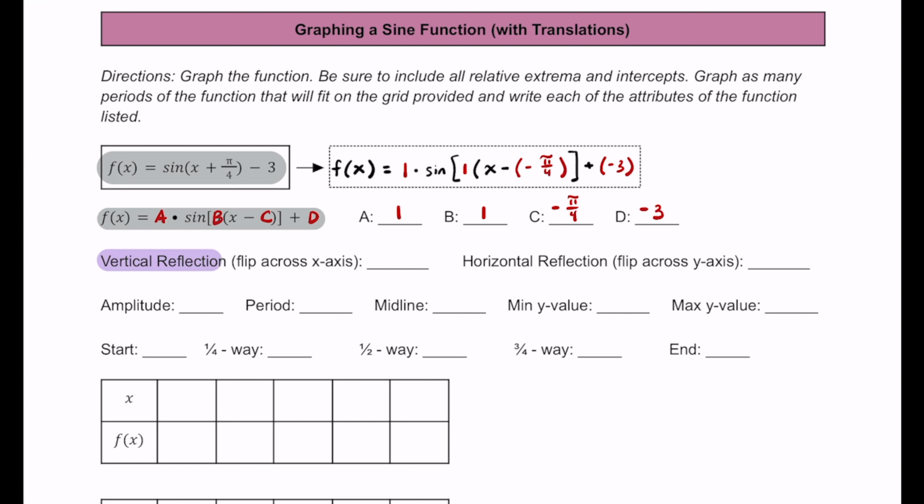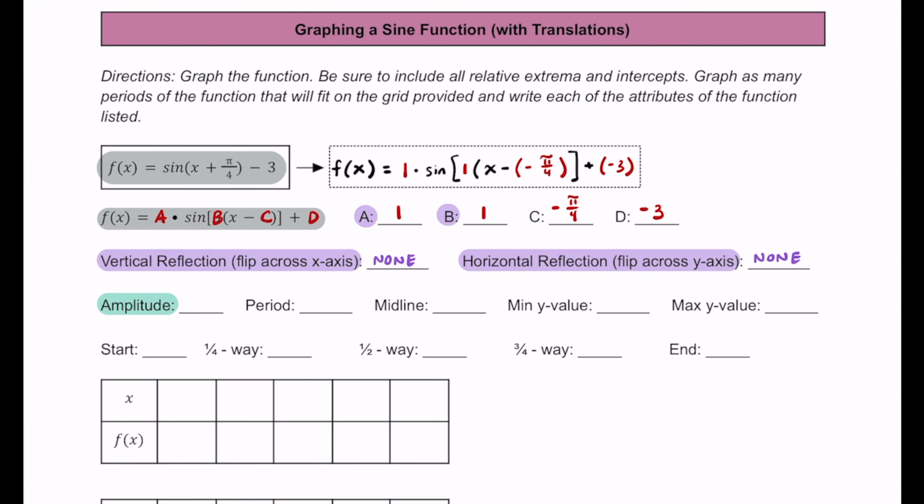As to whether there is a vertical reflection or not, for this particular function, we can see that a's value is positive, so that means we're not going to have any reflections here. If a was negative, then this would flip across the x-axis. Similarly, for the horizontal reflection, we're not going to have one just because b is also a positive value. So we're going to say none. If b was negative, we would have a reflection across the y-axis.